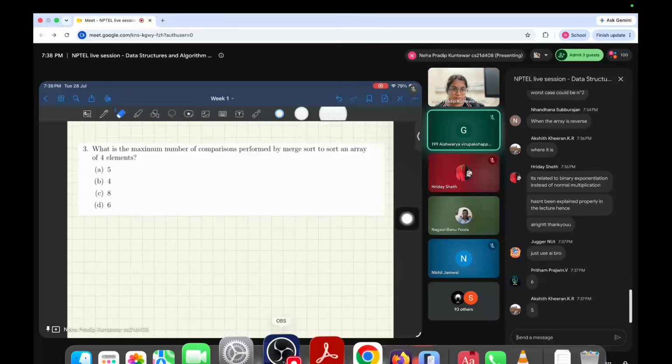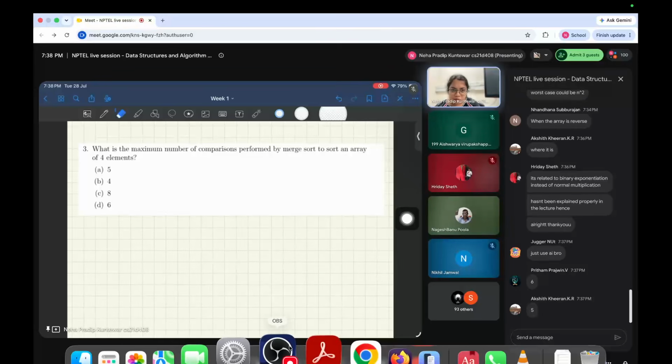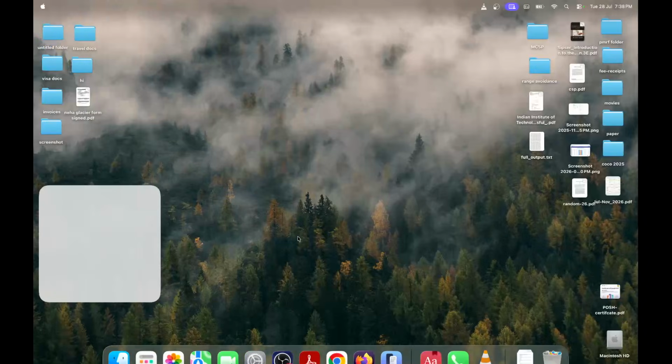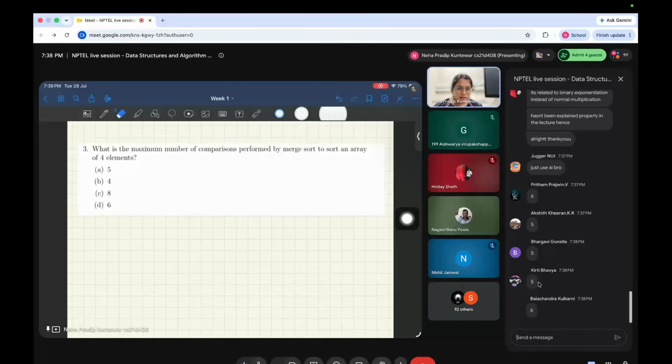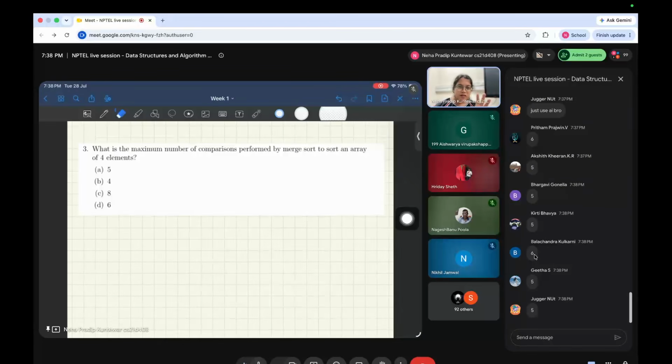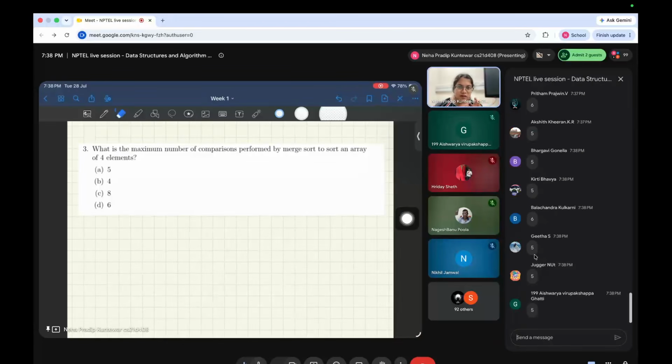Eight? Can you do better? Okay, yeah, so a lot of answers on the chat say 5, so that is okay. I think 5 is the correct answer, but one of you who thinks it's 5, can you explain the reasoning?